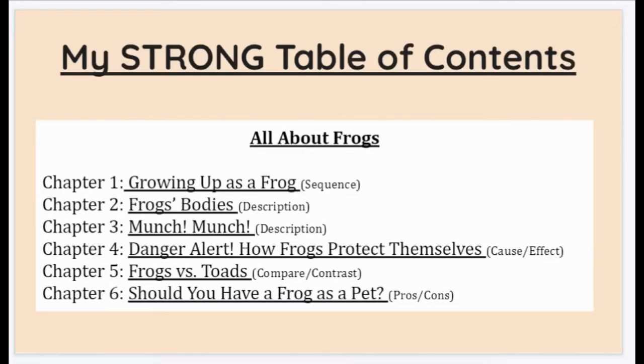So now here's my super strong table of contents. Growing up as a frog, sequence. Frogs' bodies, description. Munch, munch. What do you think I'm going to do in munch, munch? Right, the frog food, description. Danger alert, how frogs protect themselves. I think I'm going to do cause and effect there. Frogs versus toads, compare and contrast.